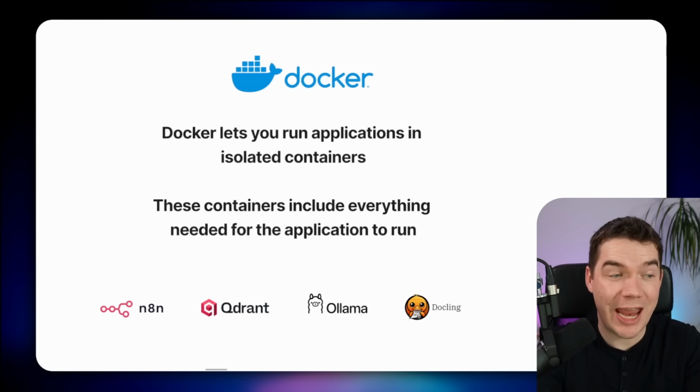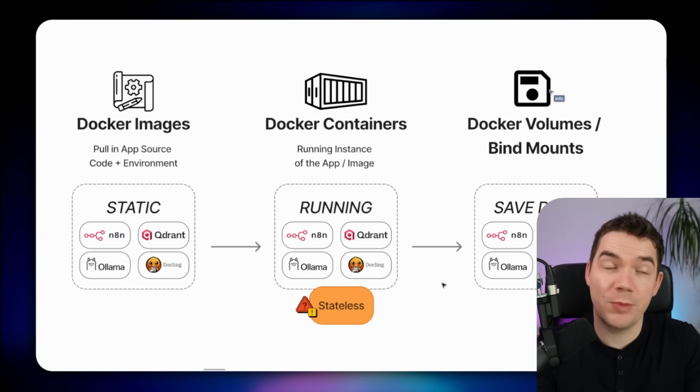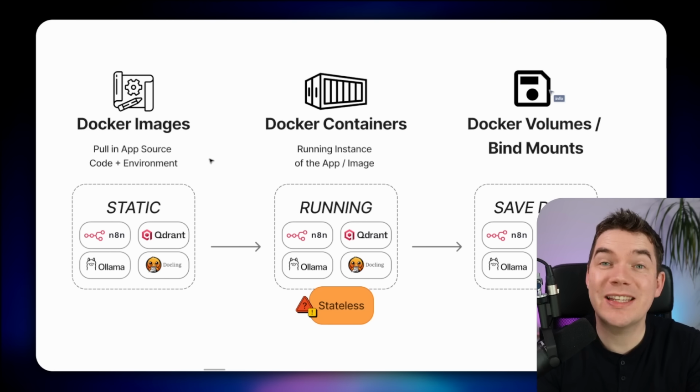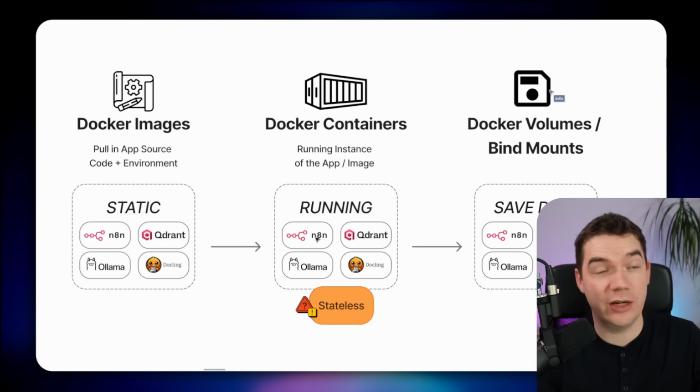So each application runs in its own isolated environment. And that way they can't conflict with each other because they can't see each other's internals. They just communicate over a shared network. And quickly, some terminology for you to understand. So we have Docker images, and these are essentially static. They pull in the application code, they define the environment for the application to run, but as I said, they're static. So to actually access those applications, you need to run them within containers.